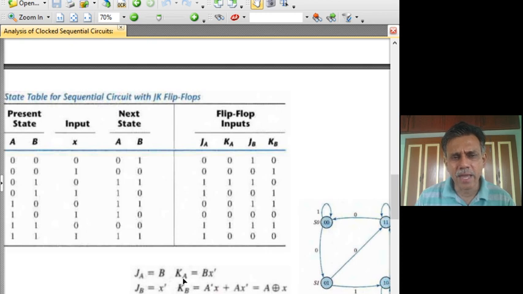On what condition will KA be 1? KA will be 1 when B is 1 and X is 0. So only when B is 1 and X is 0, KA is 1. Look at those cases here, and only for those you have to fill 1 in KA. For all other cases it is 0. So we are looking for a 1, 0 condition in these two columns. Here it is not there, so you have 0.